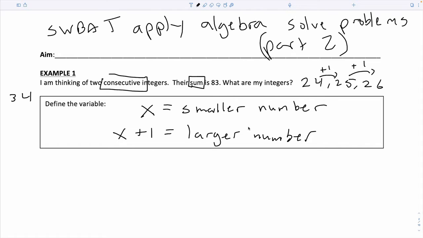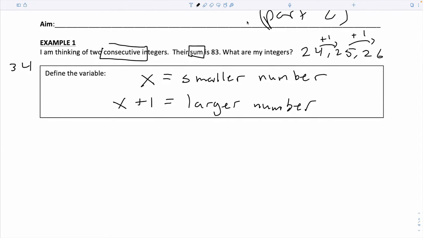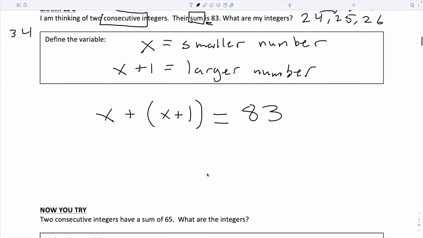Those are your variables. Let's take it down here and actually solve it. If you add them up and you get 83, well, is means equals, so let's put it equals. 83 goes on one side, and the sum of them means to add up. x plus x plus 1 are your two numbers. The smaller one was x, the larger one was x plus 1.